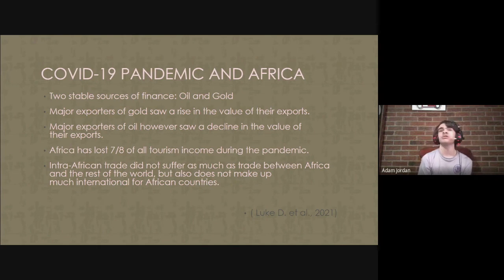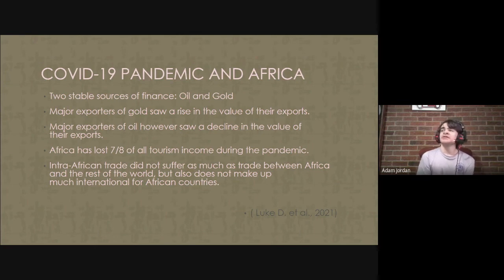So shipping and the like took a much bigger hit, and therefore international trade between African countries and non-African countries will of course take a bigger hit than intra-African countries, where a single person could take a truck and by themselves drive across the area. So it made sense.